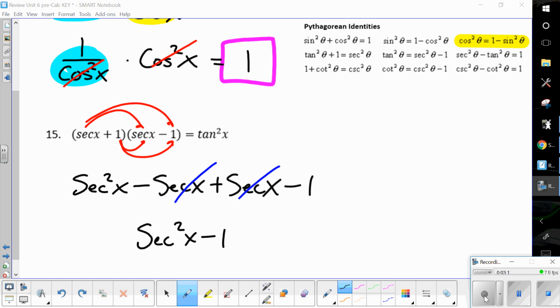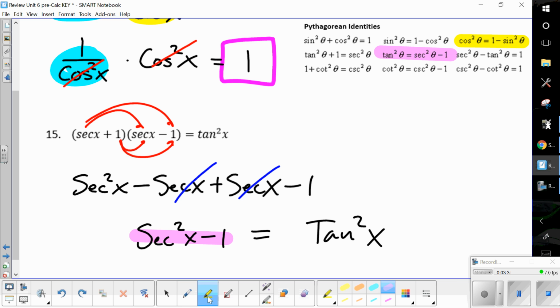Now, conveniently, you'll notice, again, anytime I incorporate a squared with a 1, I'm going to check the Pythagorean identities. And I see secant squared minus 1. It's right there. So all of this is equivalent to tangent squared of x. And I just did a proof to show that the left side is equivalent or equal to the right side.